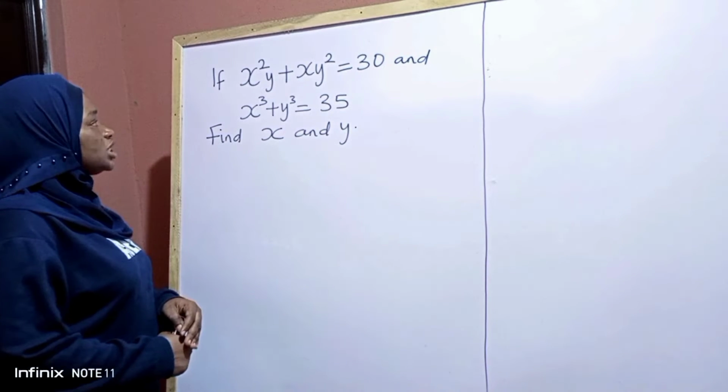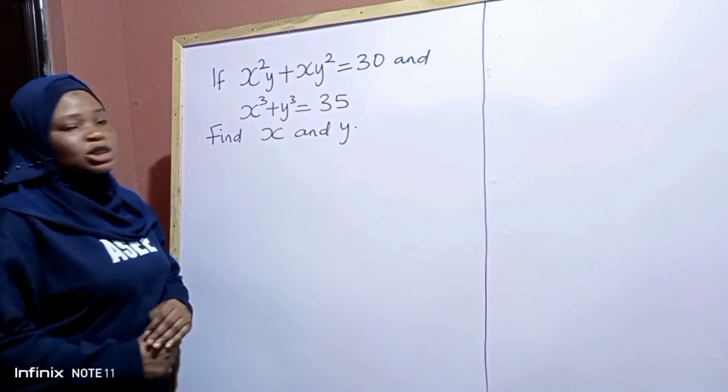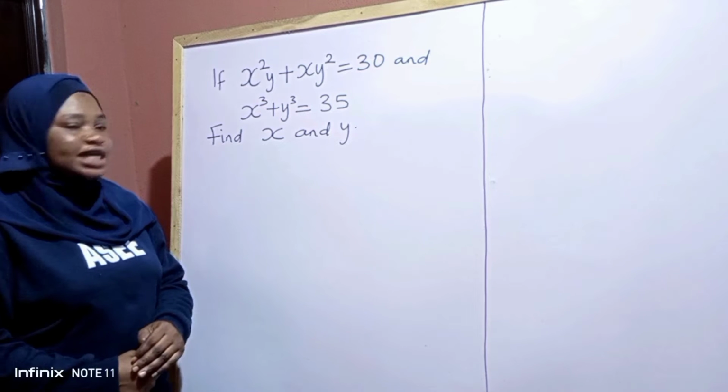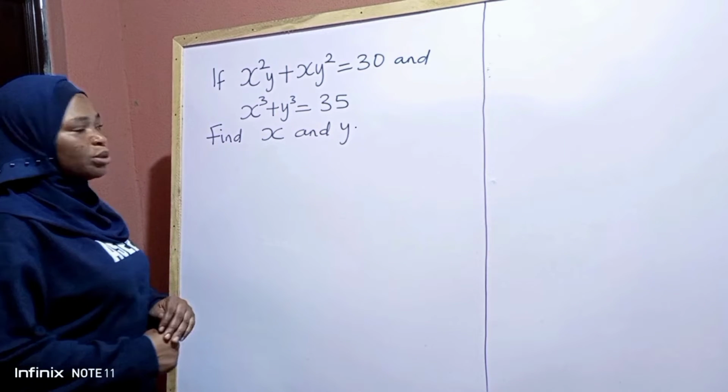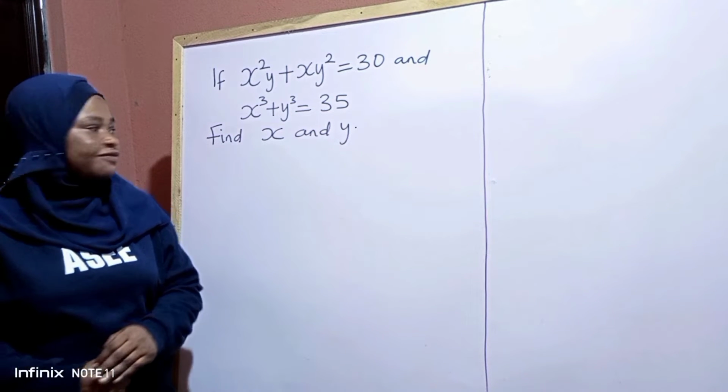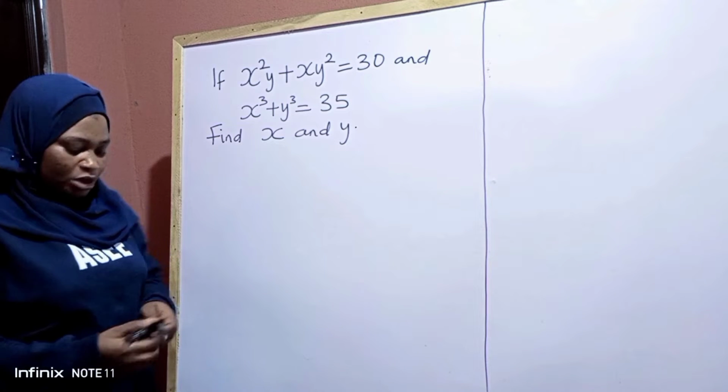Olympiad Maths. If x squared y plus xy squared is equal to 30 and x cubed plus y cubed is equal to 35, find x and y. Solution.